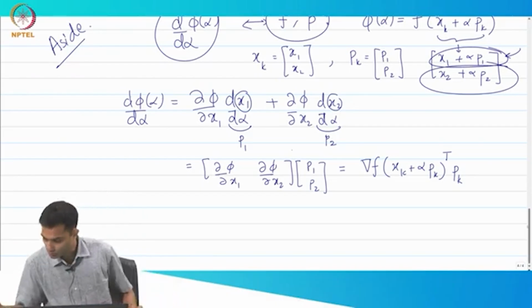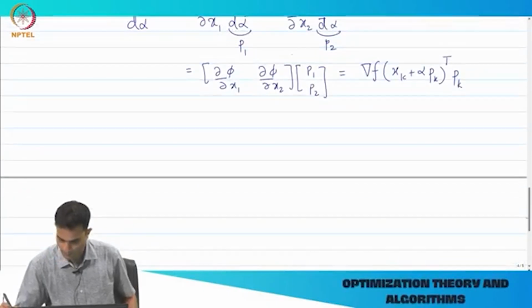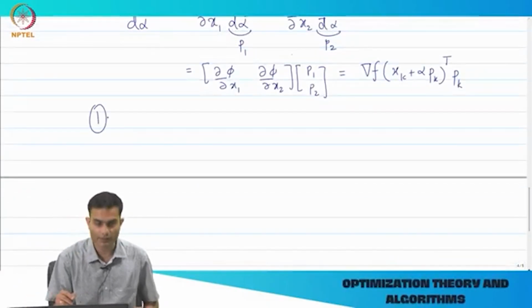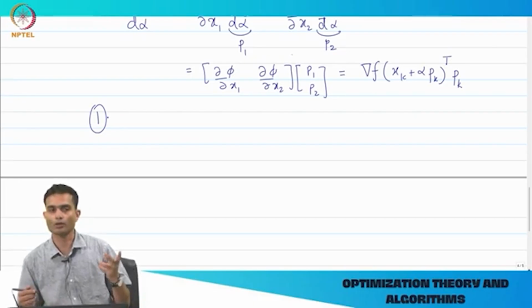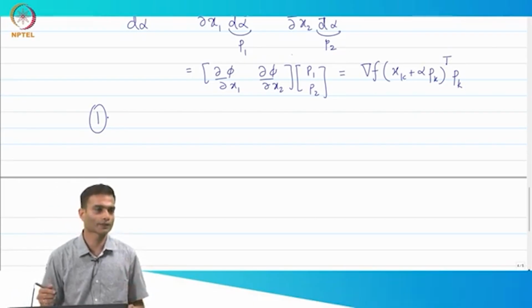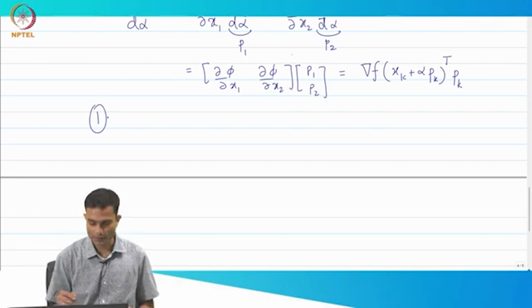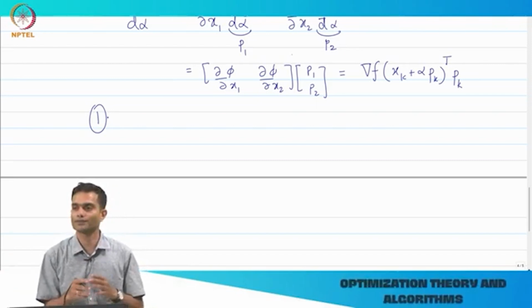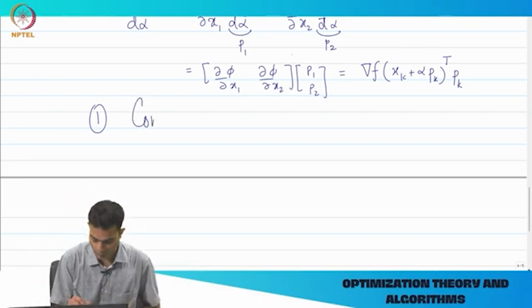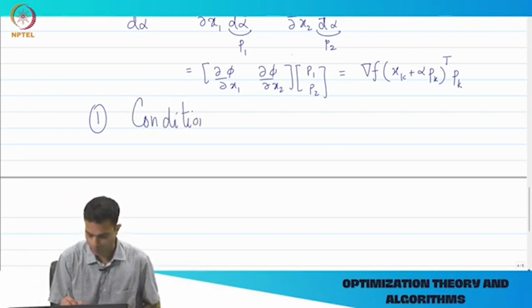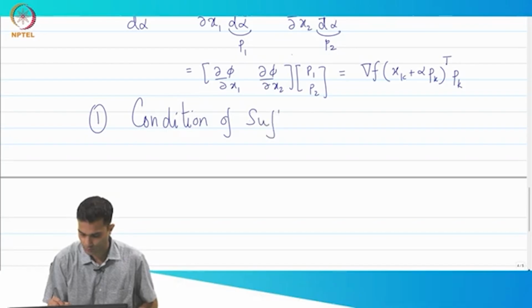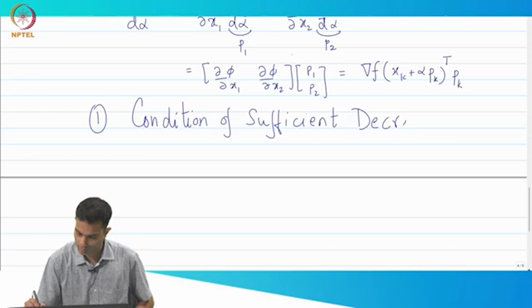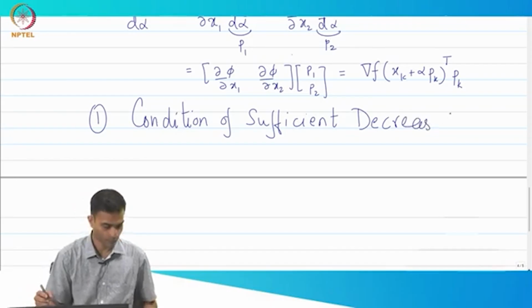Okay. So the first of the Wolfe conditions is, I mean, there are going to be 2.5, let us say, Wolfe conditions that we'll speak about. The first one is a very, very intuitive condition, which is simply called the condition of sufficient decrease.